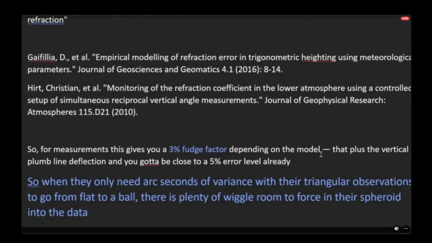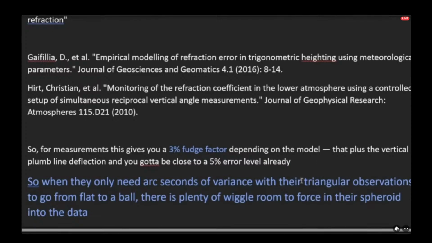So they have this fudge factor. We figure it's between 3 and 5%, really, between the plumb line deflection, the difference between the coefficient of refraction, and all the things that apply to vary.